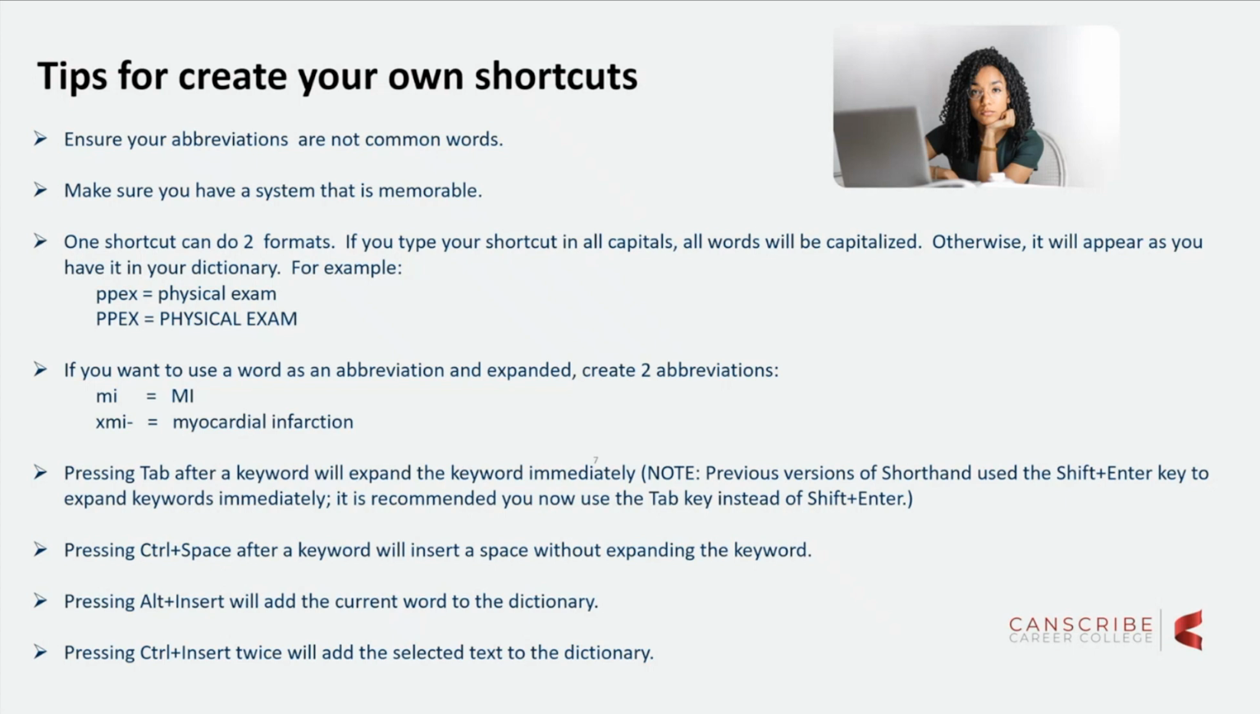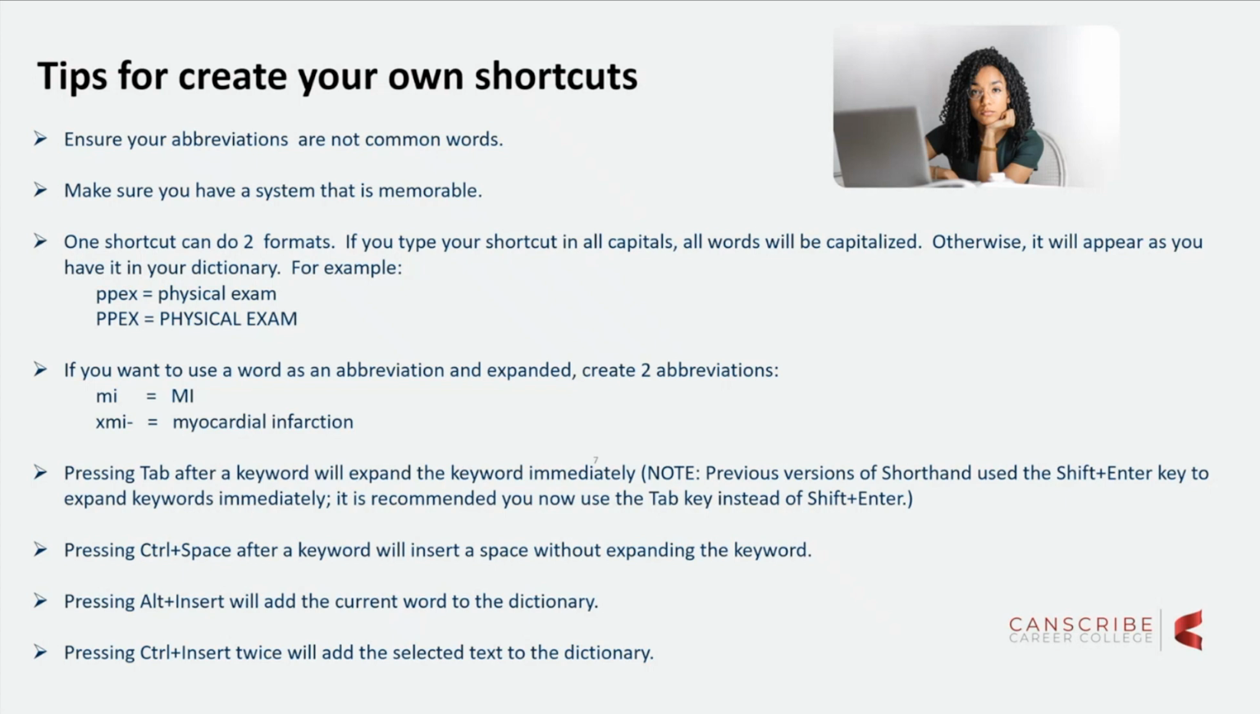Make sure you have a system that's memorable. I can't say enough about this. If you're going to put a whole bunch of words into your text expander, you have to remember what words are in there. So get a system. Maybe a system is putting an X in front of an abbreviation. So for example, I'm going to show you some examples. Or maybe you double up the first letter or whatever you can think of that makes sense to you. Let's take a look at that closer.